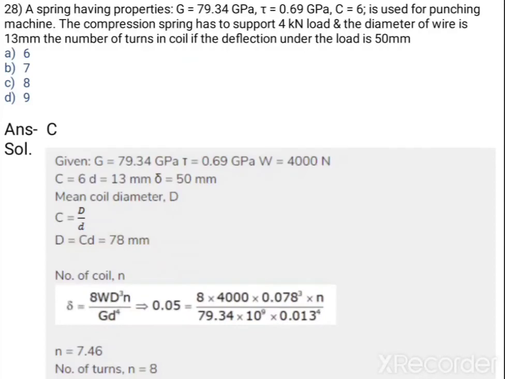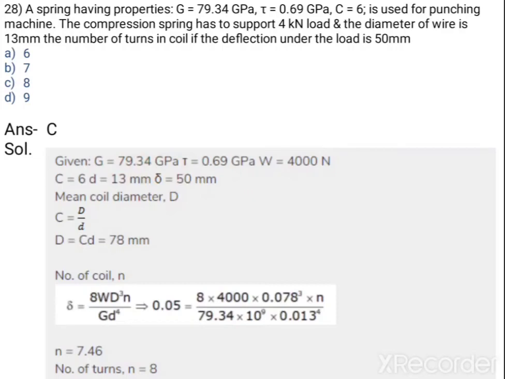You can put all the values in mm, you will get it easily. Deflection 50 is equal to 8 into 4000 into 78, the diameter of 78 mm, which we have already calculated. Just put there 78 mm, 78 raised to 3 into n, where n is unknown, the number of coils, divided by G d raised to 4. G here is given in gigapascal, 79.34 into 10 raised to 3, because we just convert it into Newton per mm square.